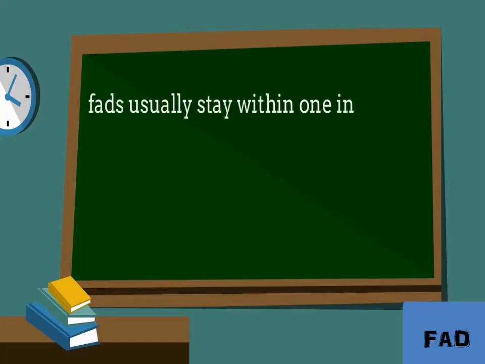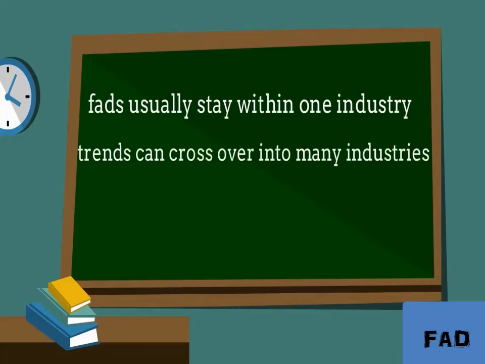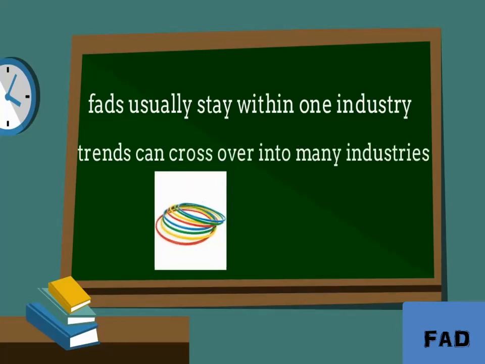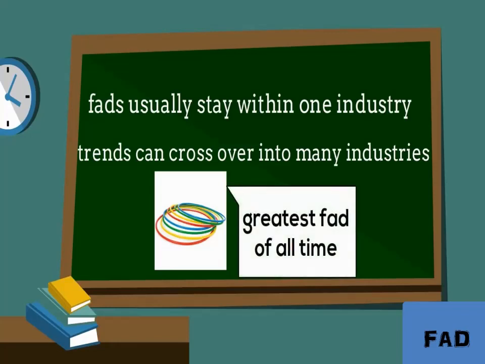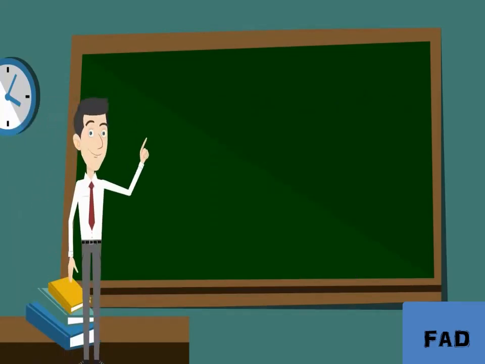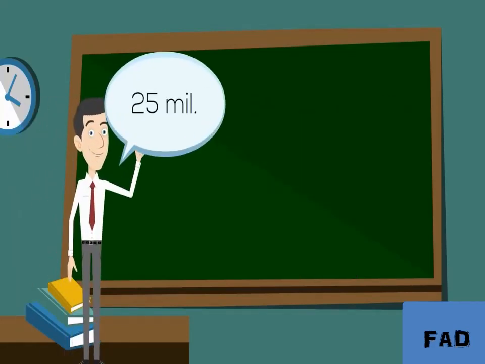Another difference is that fads usually stay within one industry. Trends can cross over into many industries. The hula hoop, for instance, has been called the greatest fad of all time. In the late 1950s, 25 million hula hoops were sold in just 4 months. But a year later, sales had virtually stopped.